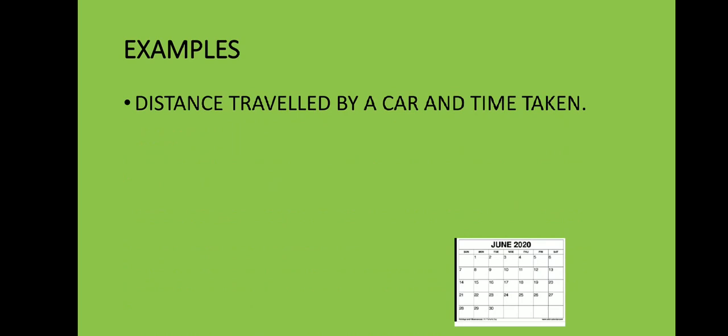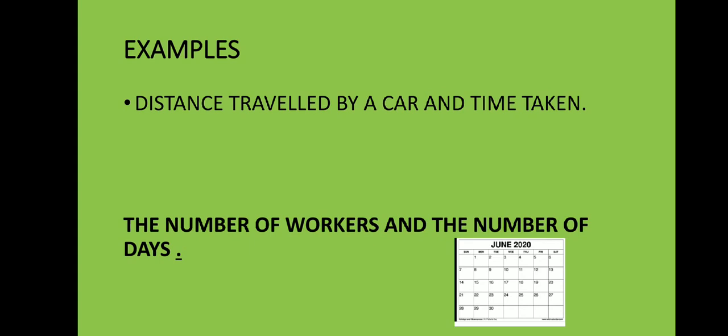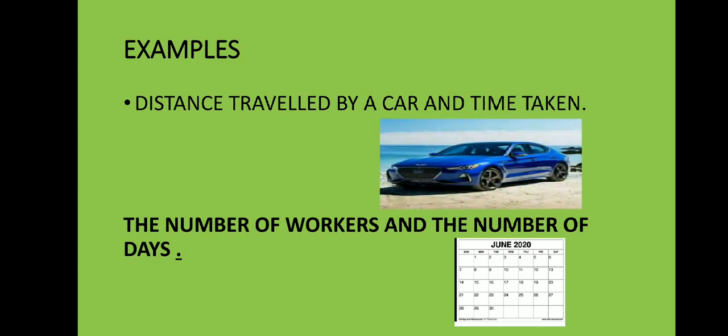We have seen some examples. You identify which one is direct and which is indirect. The distance travelled by a car and time taken. The number of workers and the number of days. The two examples are given. The first one is direct variation, because as the distance increases, the time also increases. The second one: as the number of workers increases, the days decrease. So it is indirect proportion.